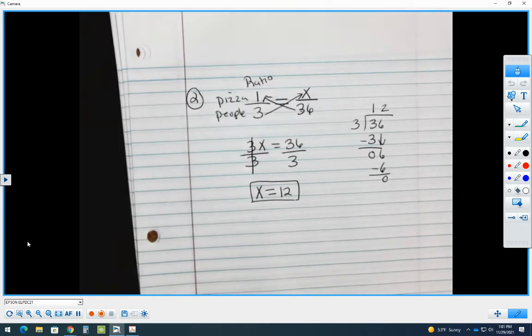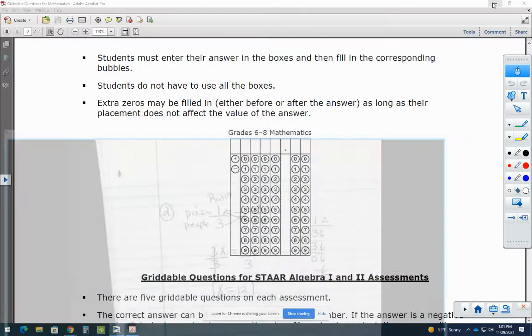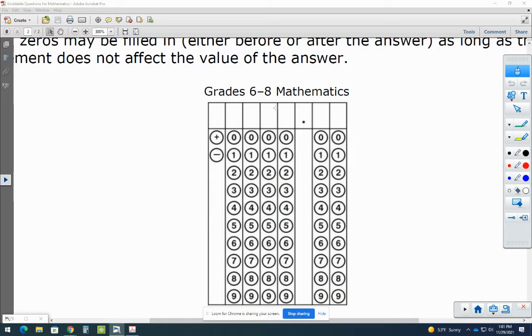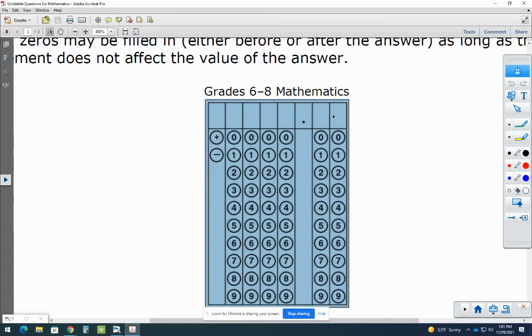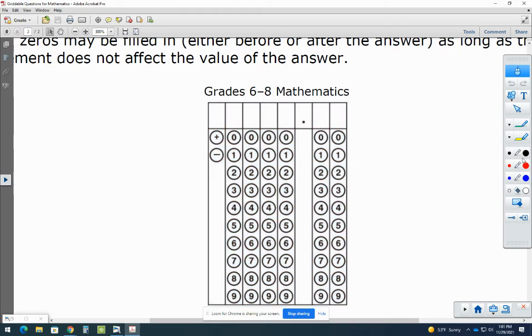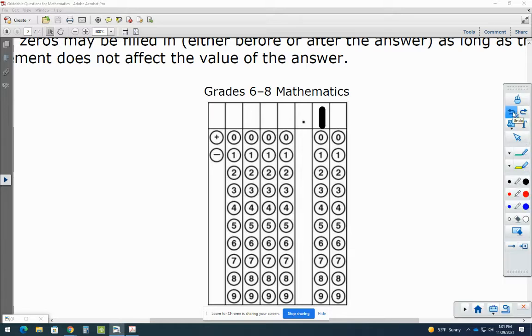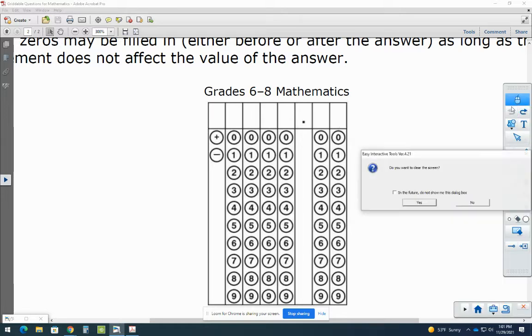Now, I want to remind you that when you have a griddable, it'll look like this. So it's important that once I'm ready to punch it in, I don't keep it as 12, because if you keep it as 12, many kids put the 12 here. You guys have a habit of putting the 12 right there. And now you messed up the problem, because that's not where it belongs. So it's important that we're careful.